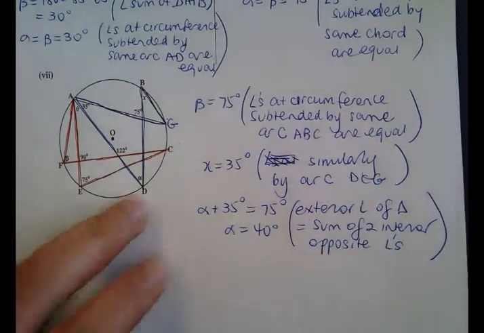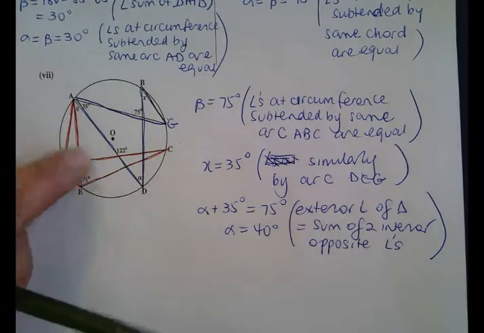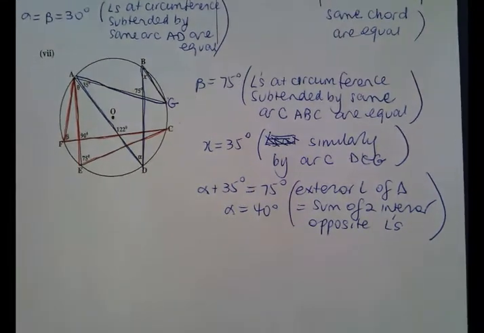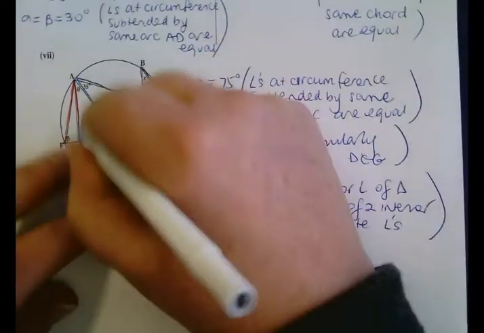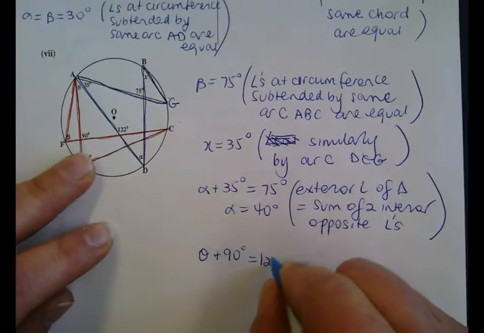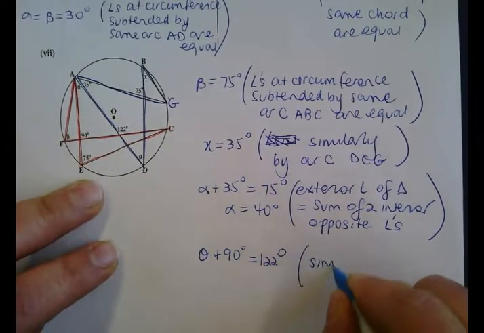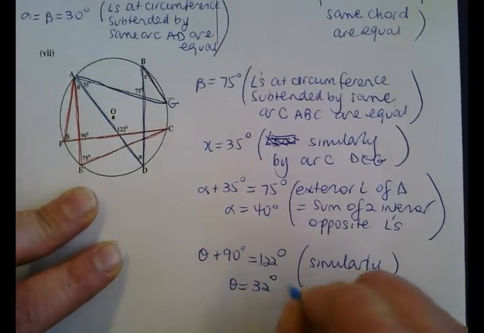So we've got alpha. What are we missing? Theta is another exterior angle. Theta is the exterior angle of this other triangle. Can you see it? Theta plus 90 is 122. Similarly, in other words, theta is 32 degrees.